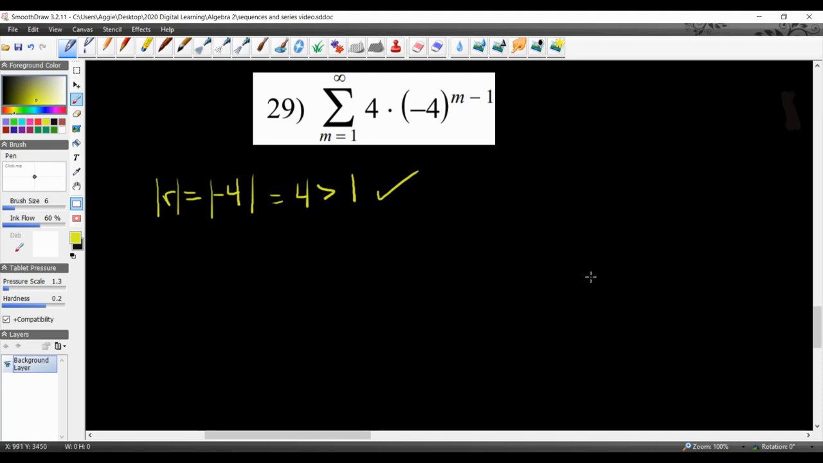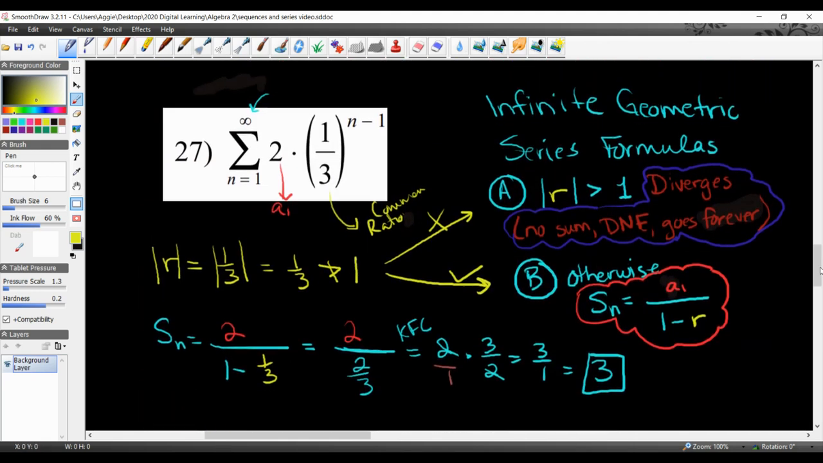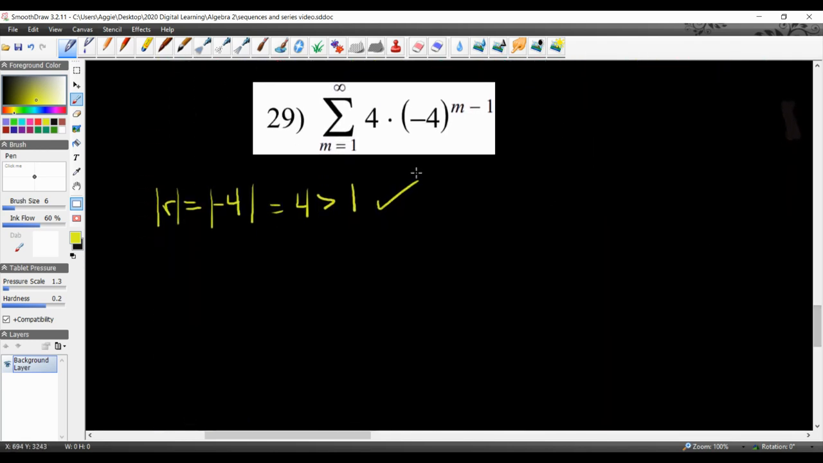So let's go back and take a look at what happens if that happens. So really quickly, if you look here at our option A, right there, if it is greater than 1, that means that the series is going to diverge. That means that there's no sum because the numbers are just going to go on and on forever and ever. So we can't really add that up. It's just not possible. So luckily for us, we have no work at all. Well, just a statement maybe.